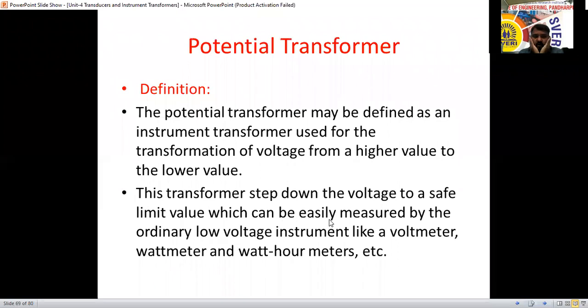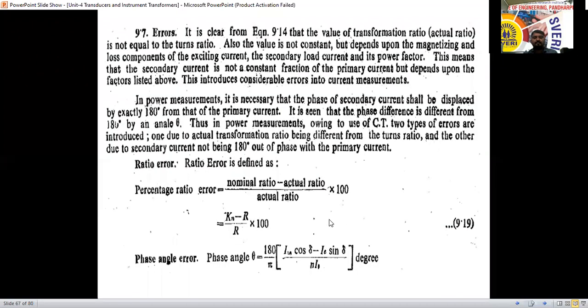Do you have any doubts on the current transformers? Any doubts? Yes or no? No, sir.